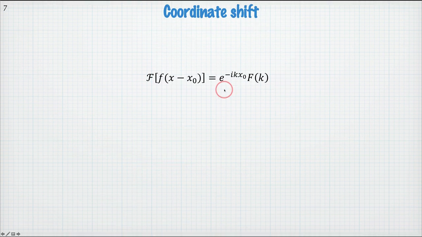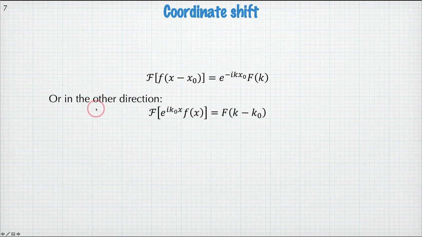The next feature of Fourier transforms is the coordinate shift property. Supposing we have a function which we offset by some value x0, the Fourier transform of this offset function is just the Fourier transform of the function without the offset multiplied by a complex exponential, e to the negative i k x0, where this is the offset. There's an offset theorem for the other direction, where you have a function which is multiplied by a complex exponential with some offset k0, and in this case you get the function f of k minus k0.